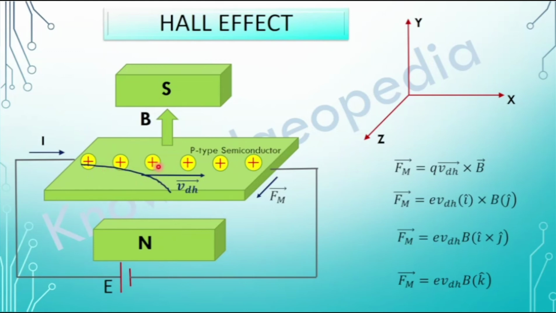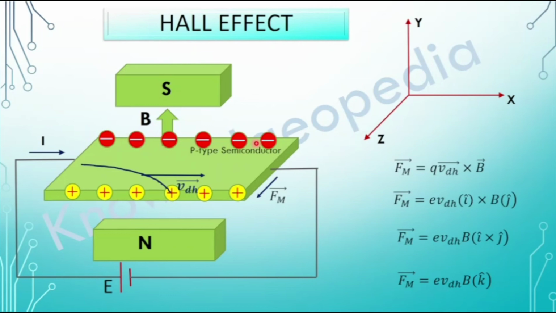Due to this resultant force, these holes slowly move towards the front face. When they move to the front face, they will leave negative ions at the back face. So at the back face we are getting negative ions accumulated and the holes are coming towards the front face. These negative ions will attract these positive holes. That means the holes are also experiencing an electrical force due to these negative ions, and the direction of that is in the negative z direction.